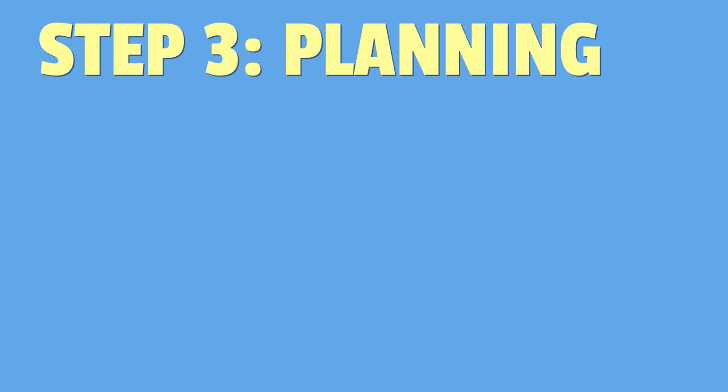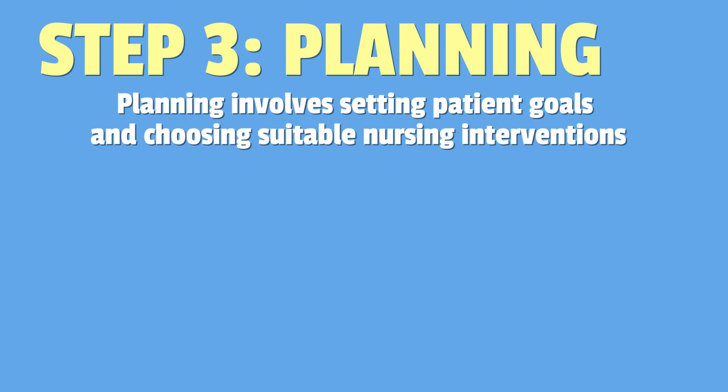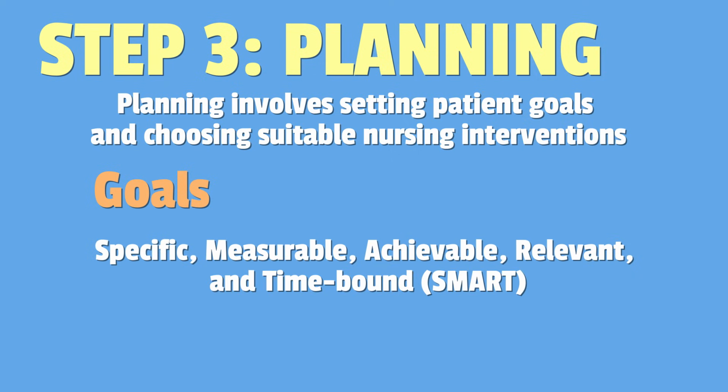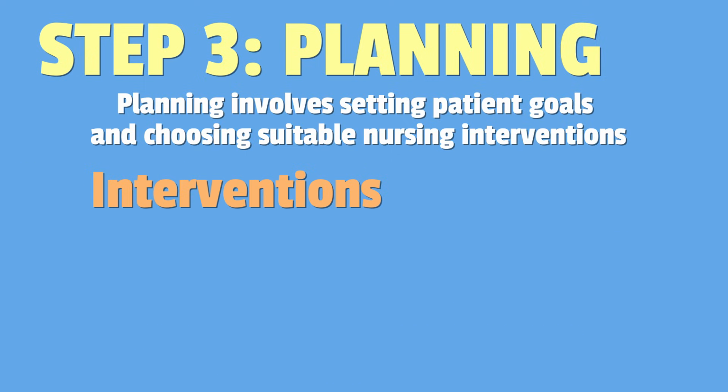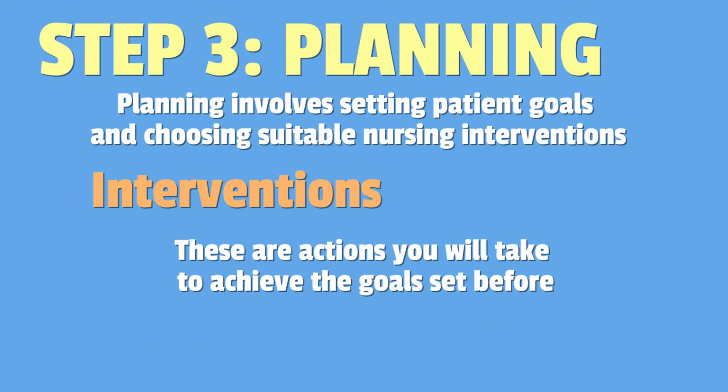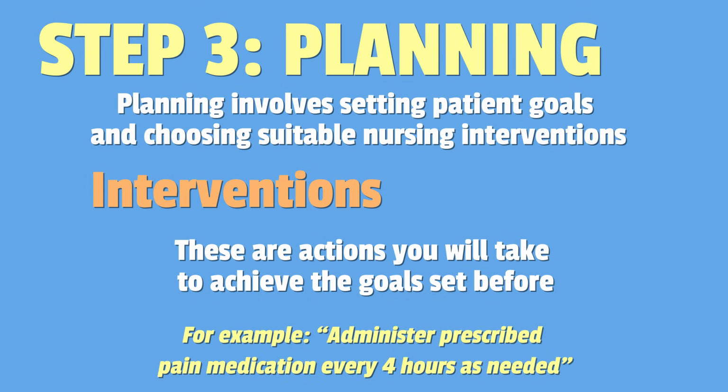Now moving over to step number 3, the planning. The planning stage involves setting goals and desired outcomes for the patient, as well as identifying appropriate nursing interventions. And remember, goals must be specific, measurable, achievable, relevant, and time-bound. The SMART method. For example, the patient will report pain level of 3 or below within 24 hours. Now moving over to interventions. These are actions that you will take to achieve the goals. For example, administer prescribed pain medication every 4 hours as needed.